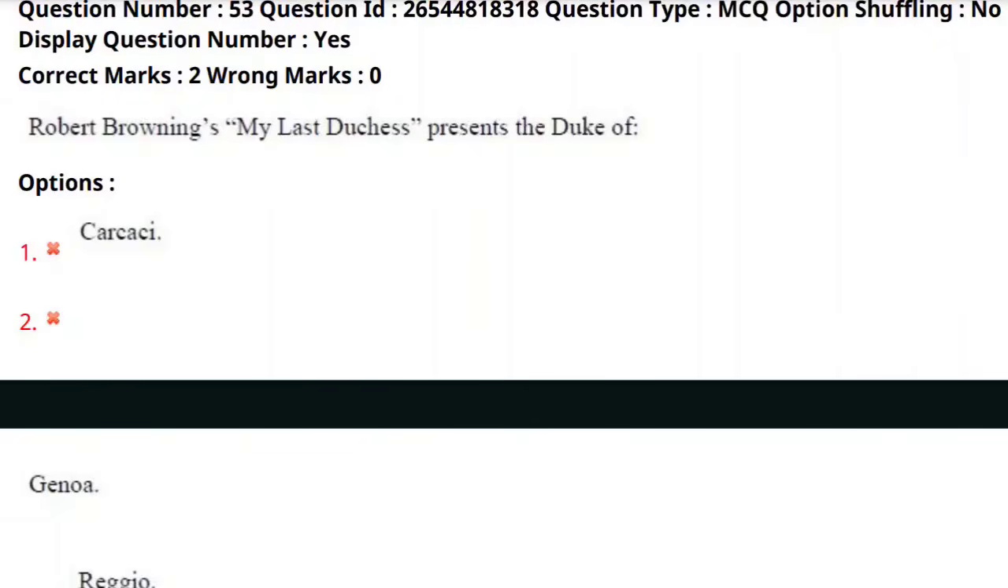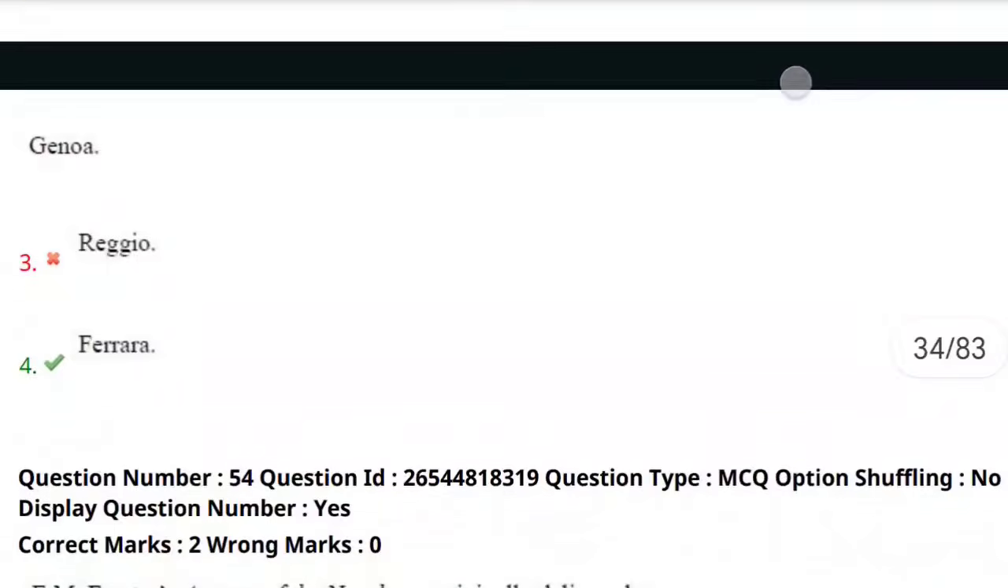Robert Browning's My Last Duchess is a beautiful work. If you are an English literature aspirant, once in your lifetime you should read My Last Duchess, written by Robert Browning. We can expect questions in any kind of exam upon this work, which is very, very important in the catalogue of works written by Robert Browning.